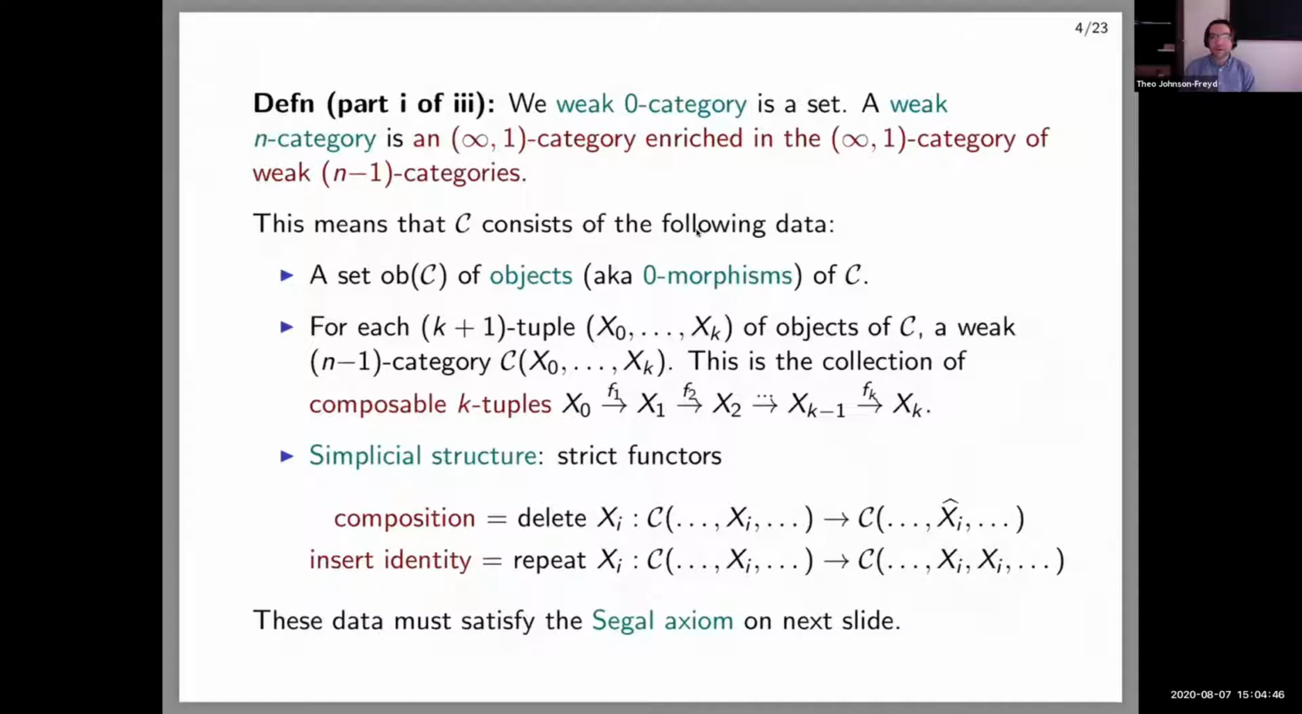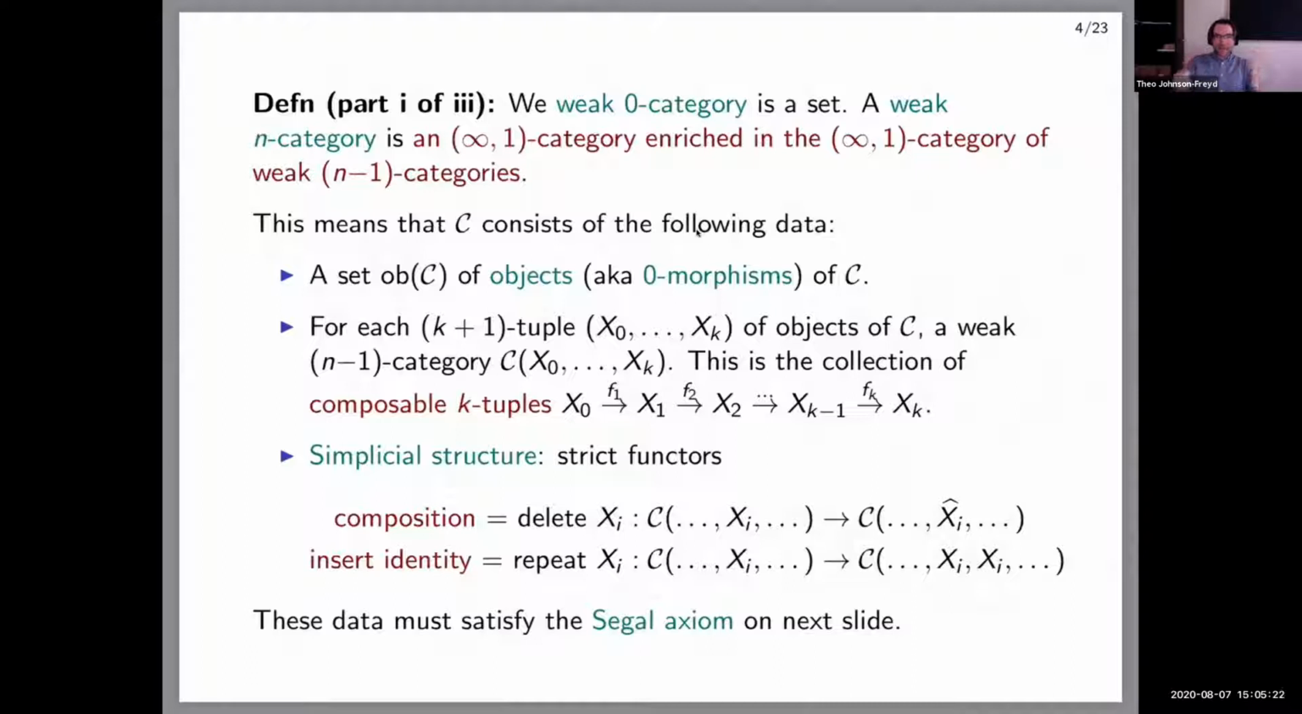A weak n category consists of the following data. There's a set of objects, called the objects of C. Our category is going to be called C. And then for every non-empty list of objects, x0 through xk, part of the data of the weak n category is a weak n-1 category of composable k-tuples of objects. It's just part of the data: an assignment of an n-1 category for every list of objects.